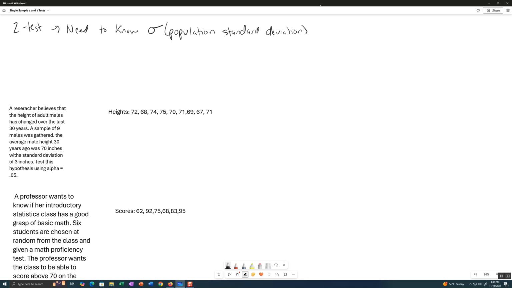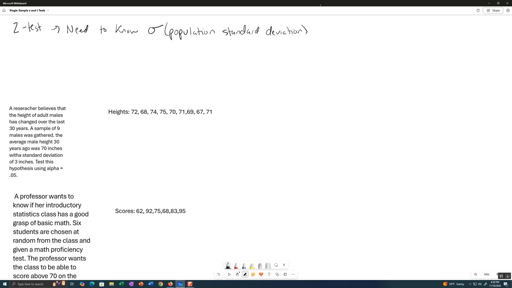If you had something like IQ, you may know sigma because the IQ test has been done so many times with so many different people that we have a pretty good representation of what the population mean and the standard deviation is. But if you're running a research study that hasn't been done on a mass scale before, you generally don't know sigma. So that's an important thing to keep in mind.